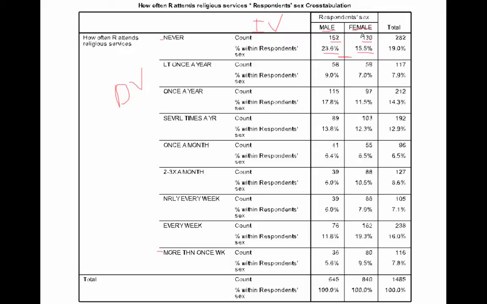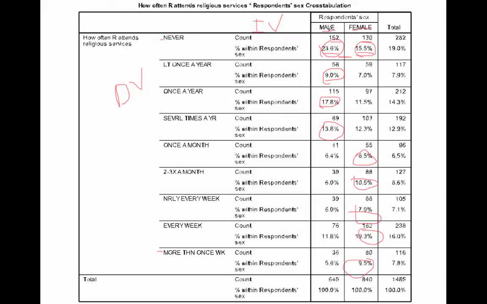So how would this relate back to our hypothesis? Well, we can see that males are more likely than females to never attend religious services. And then if we go down, we can see that males are higher here, males are higher here, males are higher here, and then at once a month we see females are higher, females are higher, females are higher, females are higher, and then females are higher.